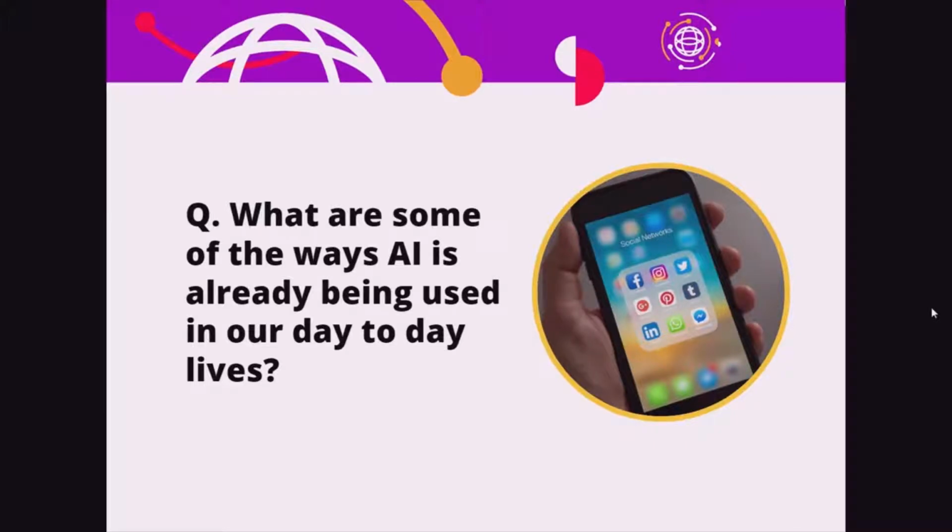If you go online and search for new trainers, have you found it strange that all your adverts then turn into trainer adverts? And that's artificial intelligence that's doing that, saying that you are looking for some trainers and it will start showing you appropriate ads.